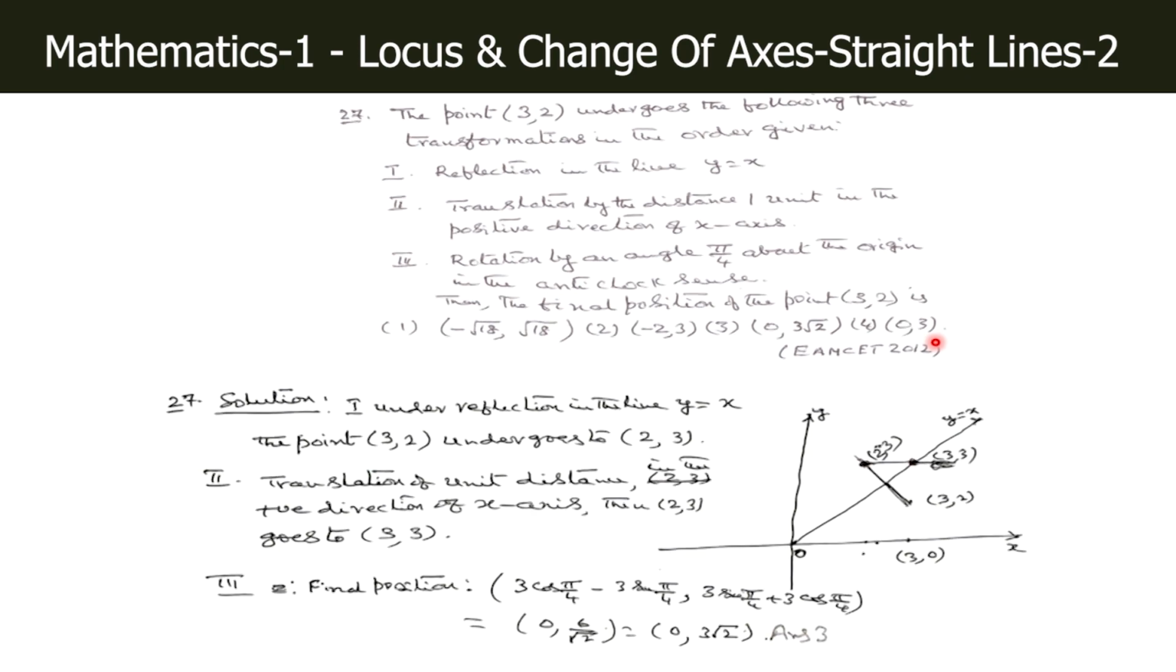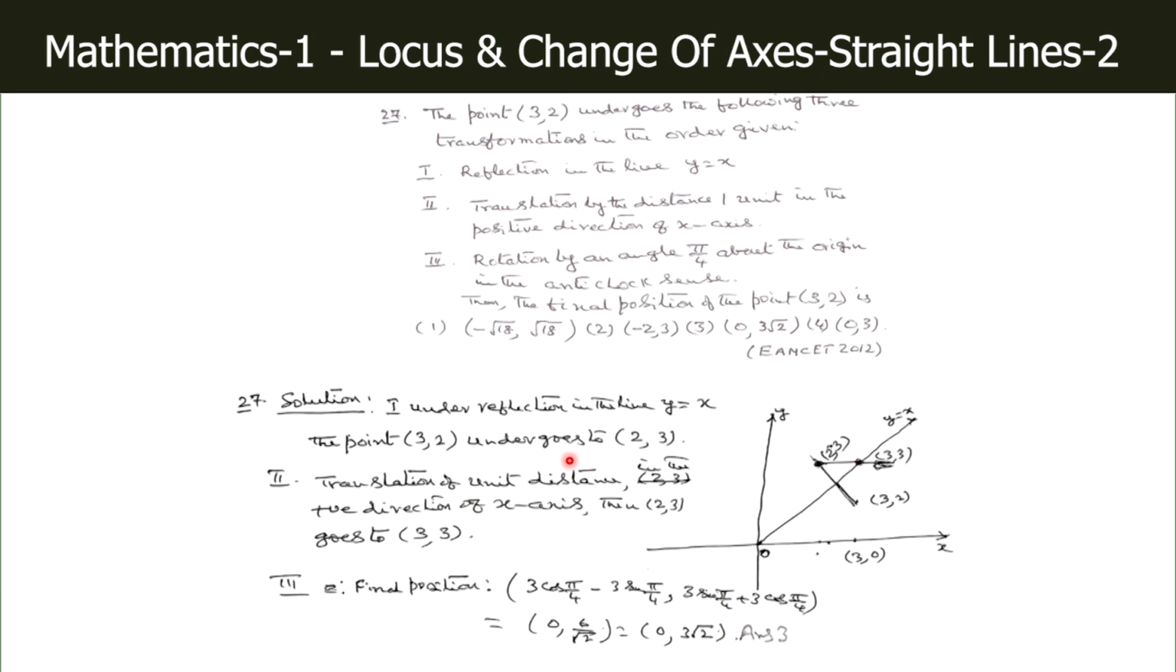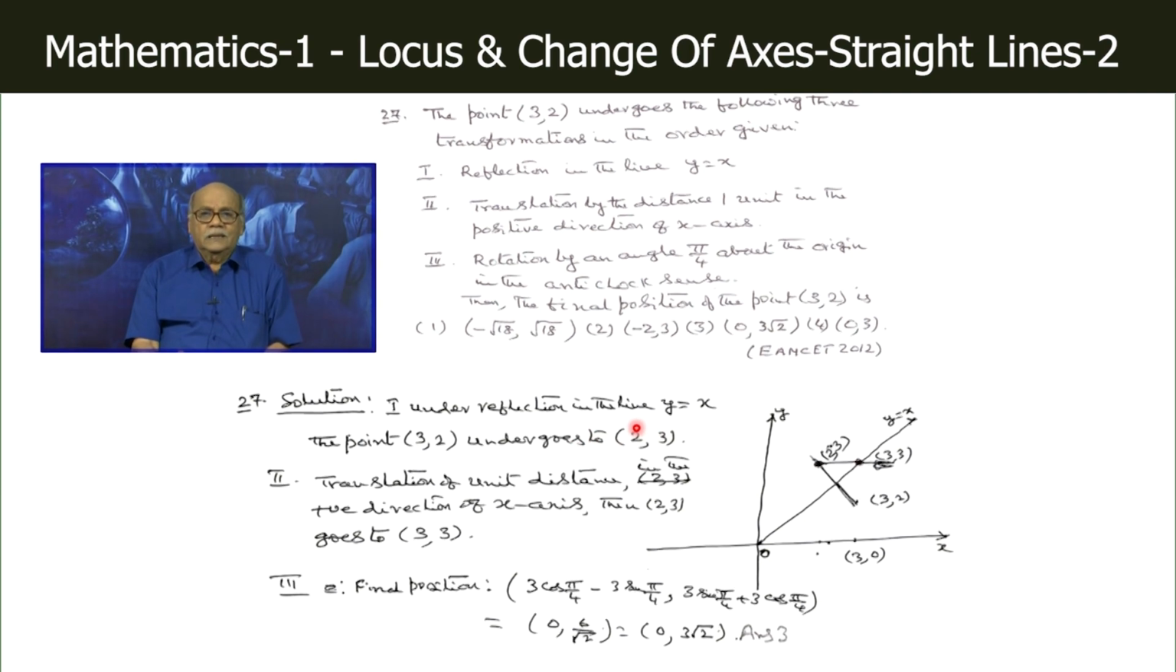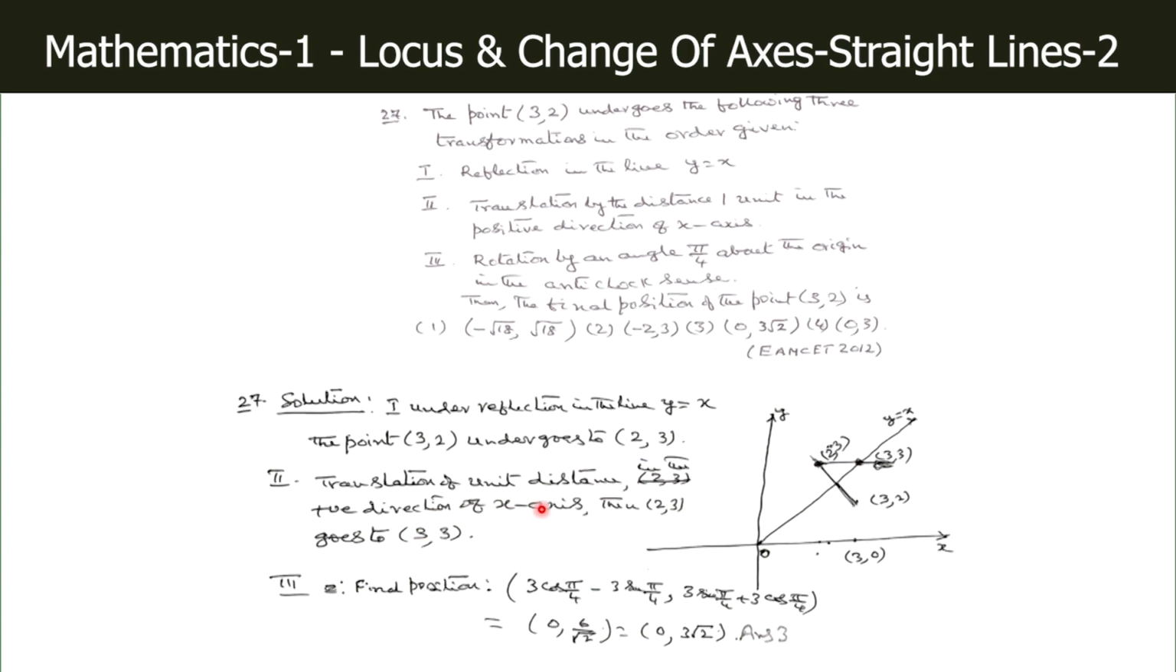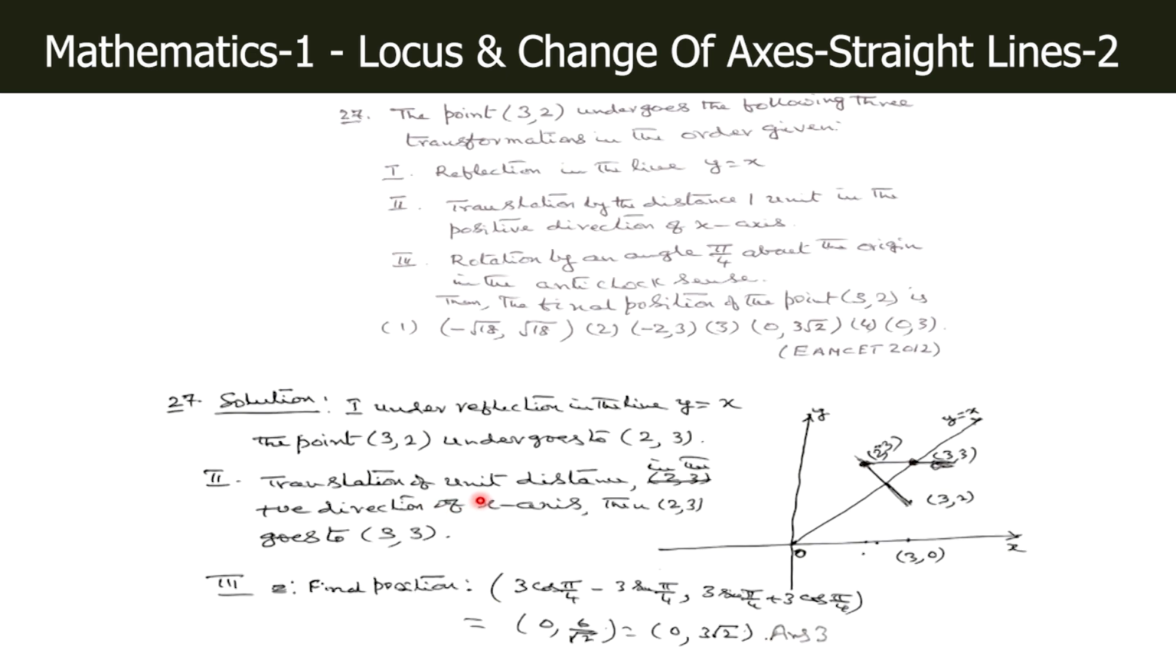So the first transformation: under reflection in the line y equals x, the point (3, 2) goes to the point (2, 3). When you take the image in the line y equals x, the coordinates will be interchanged. So the point (3, 2) becomes (2, 3). Next, translation by unit distance in the positive direction of the x-axis, then (2, 3) goes to (3, 3), because the y coordinate is fixed, so only the x coordinate changes: 2 plus 1 equals 3.